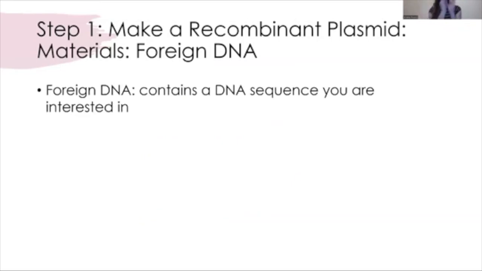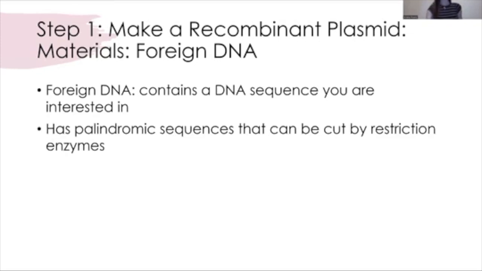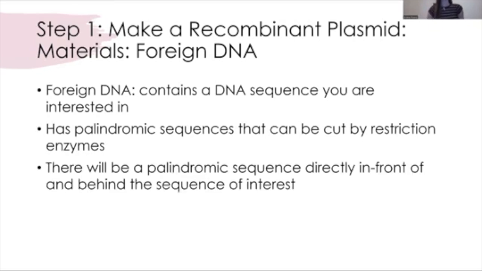Foreign DNA is going to be some long strand of DNA that within it, there's this sequence that we're interested in. And if we want this sequence, we need to be able to cut it out. So we know that one of the ways that we can cut is using restriction enzymes, and restriction enzymes need palindromic sequences. Therefore, we would want a palindromic sequence in front of and behind the sequence that we want to cut out, because once we do that, this sequence is free.